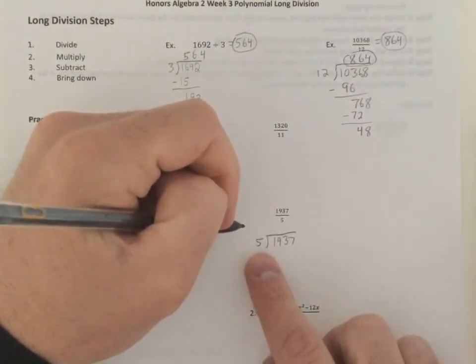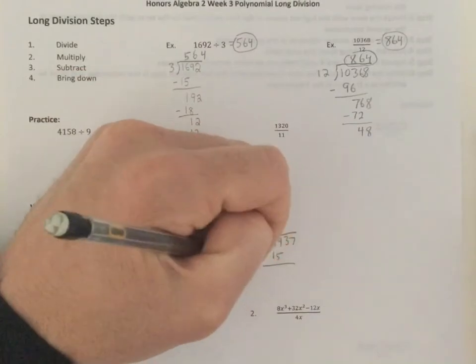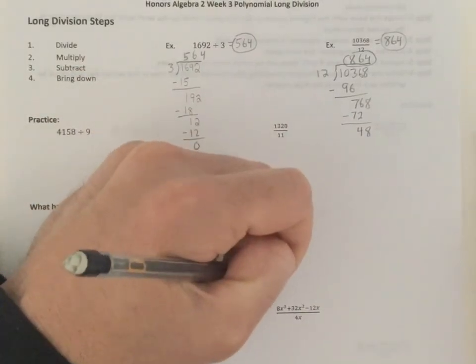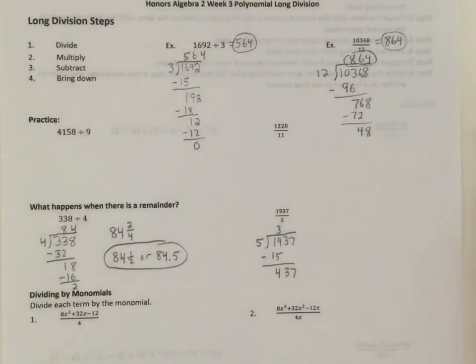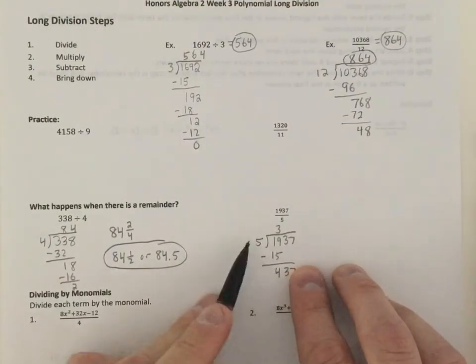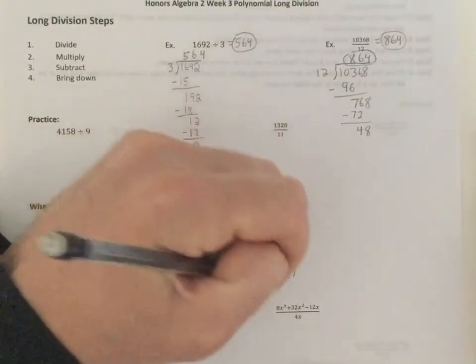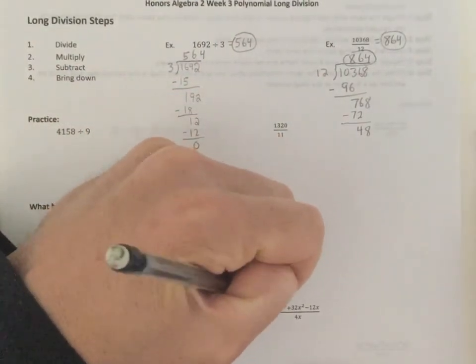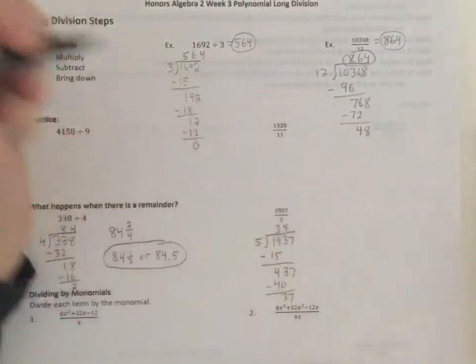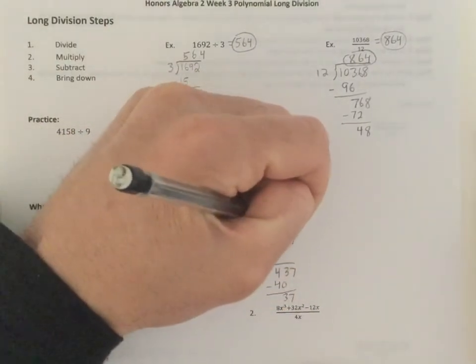So 5 goes into 19 3 times. 3 times 5 is 15. Subtract that, 4. Bring down the 3 and the 7. And then 5 doesn't go into 4, but 5 goes into 43 8 times. 8 times 5 is 40. I subtract that, 3, bring down my 7. And then 5 goes into 37 7 times.